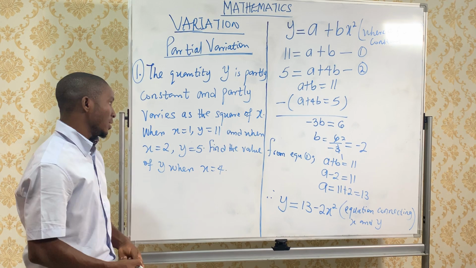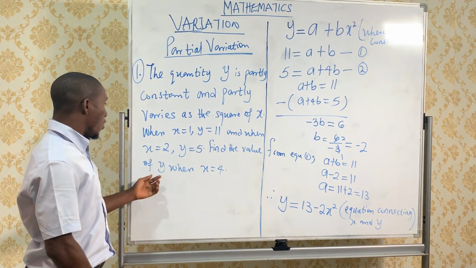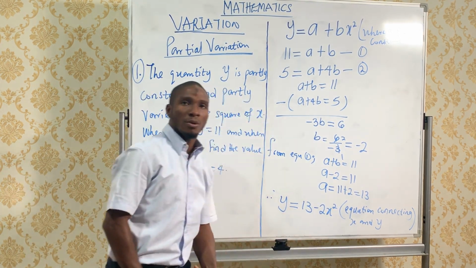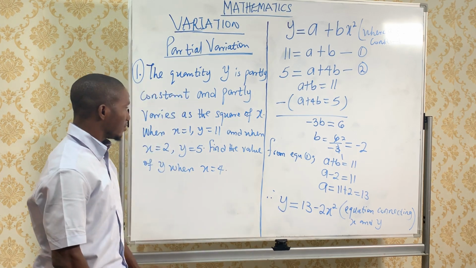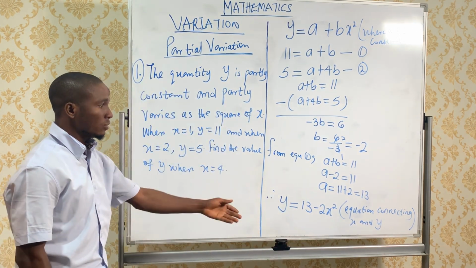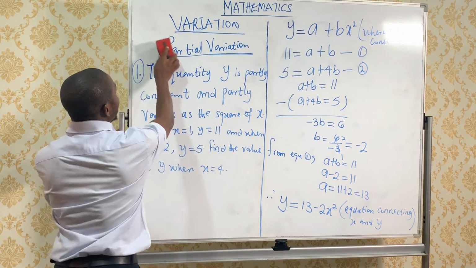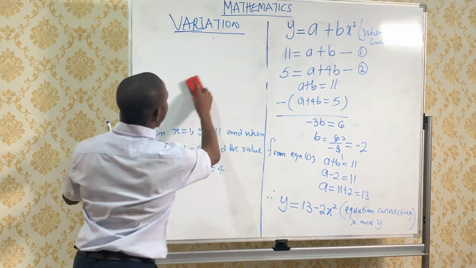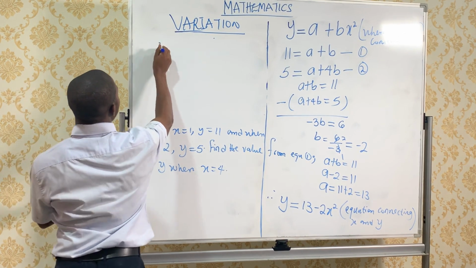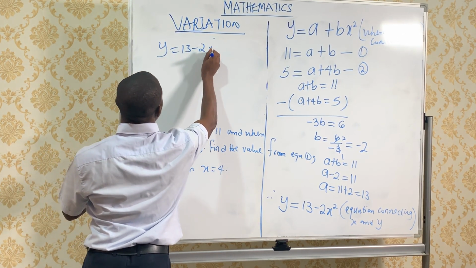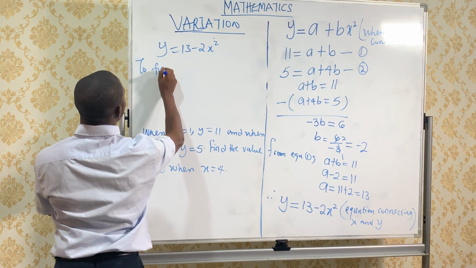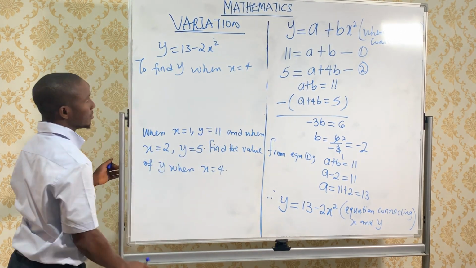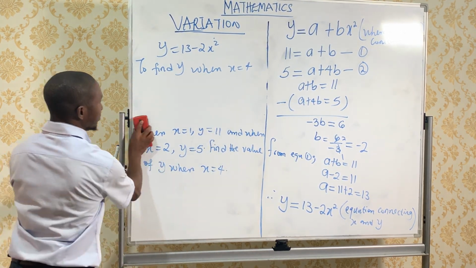Now let's continue. The question is this: find the value of y when x is 4. To find y when x is 4, we have to use the equation connecting x and y, which is y equals 13 minus 2x squared. We have been given x to be 4, so we can solve it at the last side of the board.